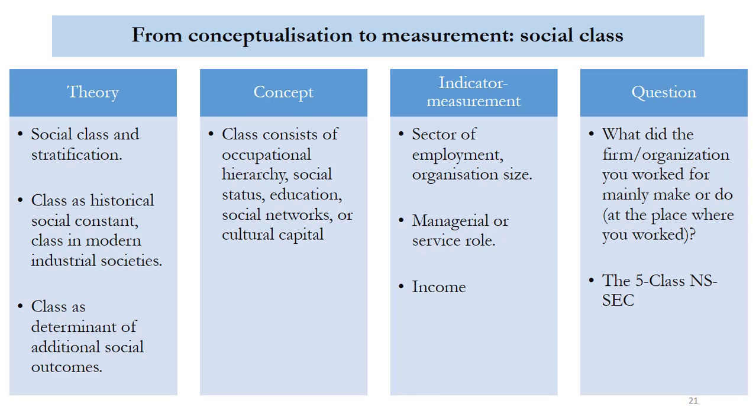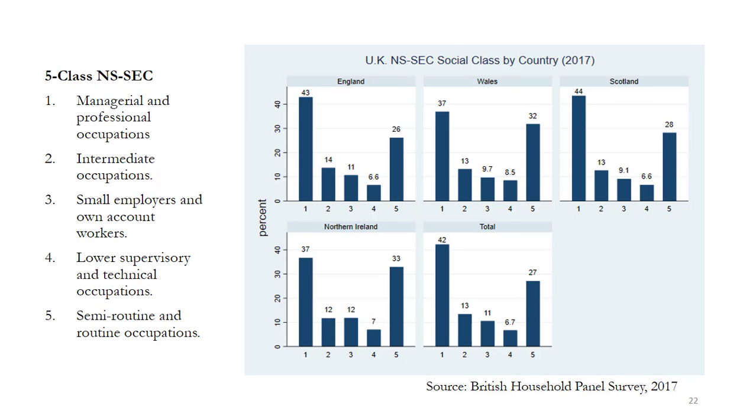So this is the National System for Socioeconomic Classification. There's a 5-class model and there's an 8-class model. And it looks something like this. When you break it down into the 5-class model, you essentially end up with 5 different classes. At the top are the managerial and professional occupations. The second group are intermediate. The third, small employers and own-account workers. Fourth, lower supervisory and technical. And fifth, semi-routine and routine occupations.